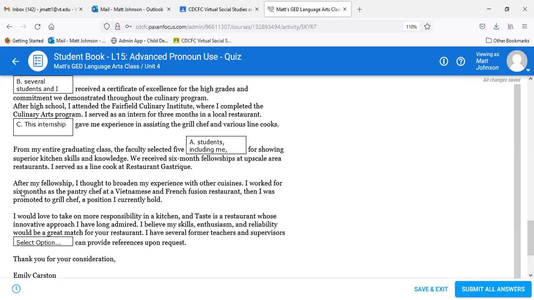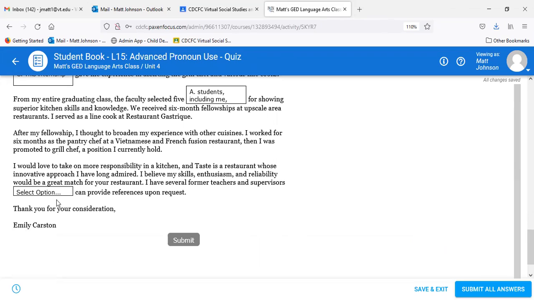After my fellowship, I thought to broaden my experience with other cuisines. I worked for 6 months as the pantry chef at a Vietnamese and French fusion restaurant. Then I was promoted to grill chef, a position I currently hold. I would love to take on more responsibilities in a kitchen, and Taste is a restaurant whose innovative approach I have long admired. I believe my skills, enthusiasm, and reliability would be a great match for your restaurant.